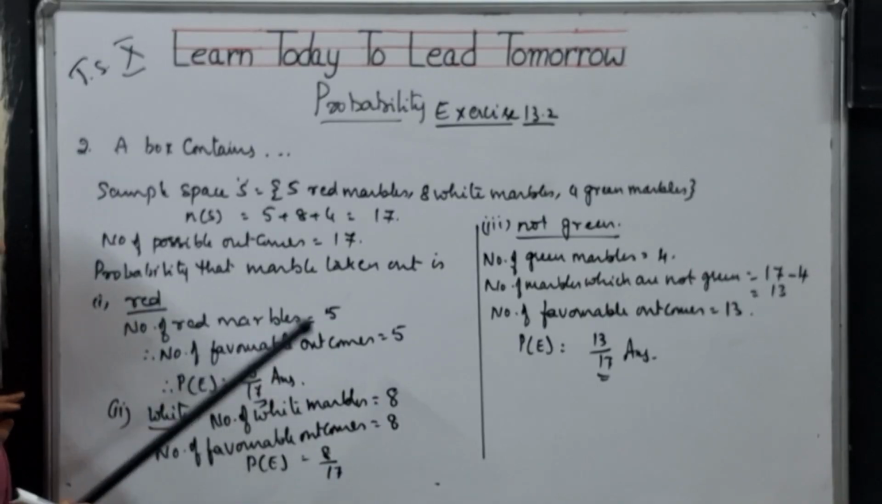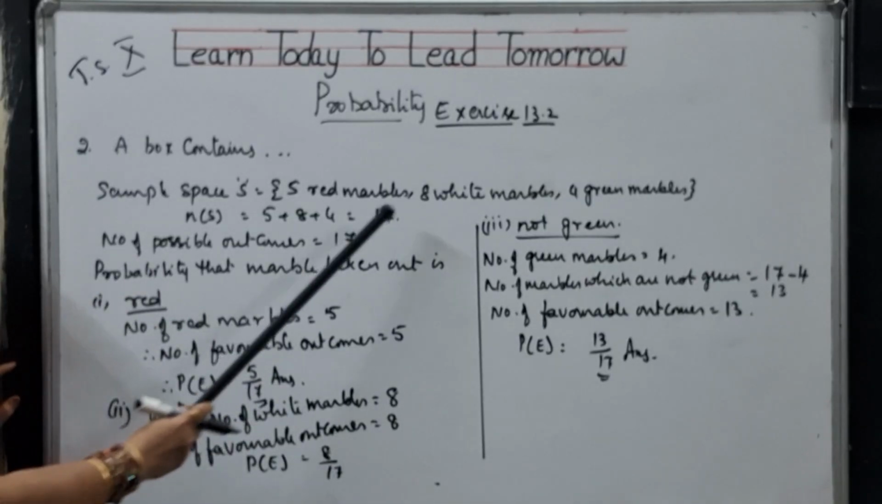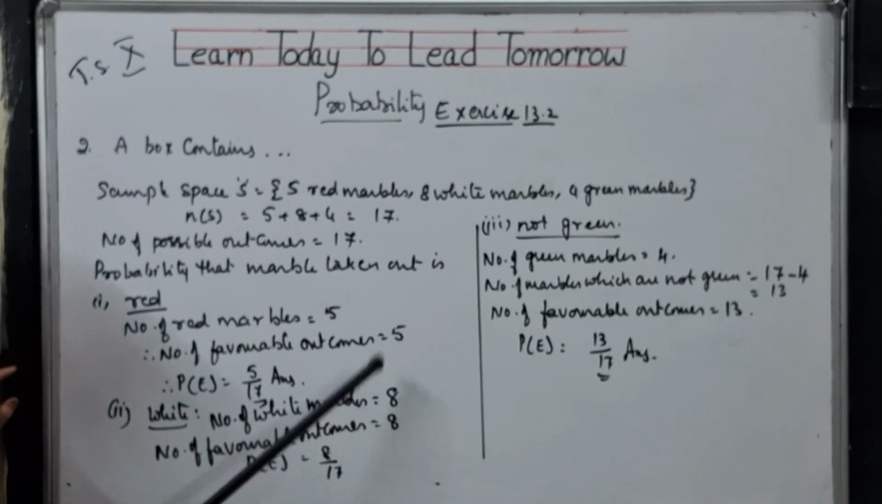So P of E is 5 by 17. Next question is white. Number of white marbles are 8. So number of favorable outcomes are 8. Probability of this event is 8 by 17.